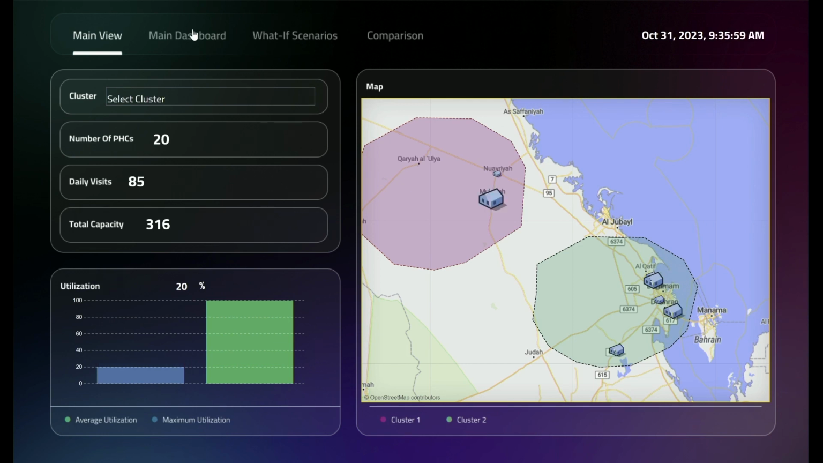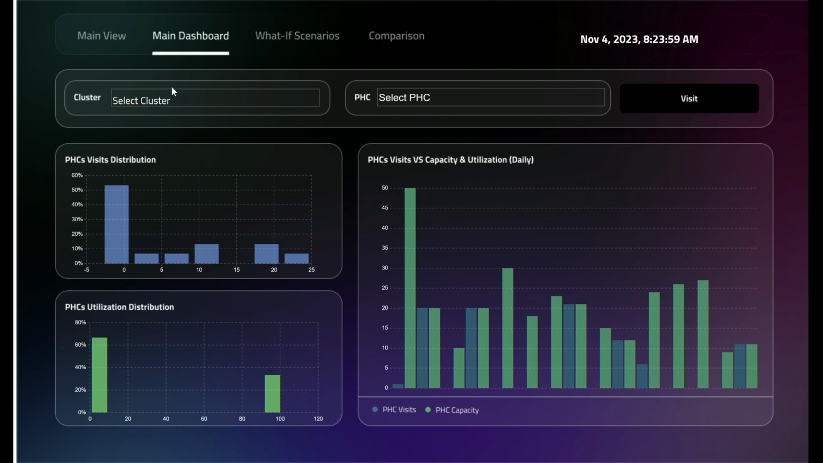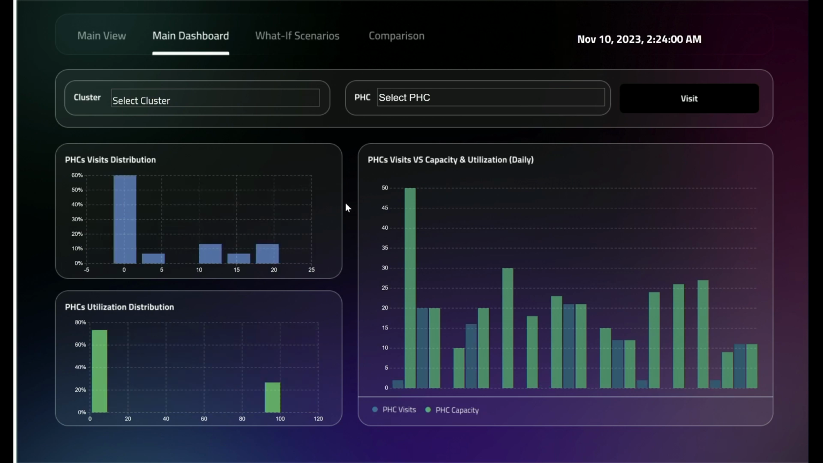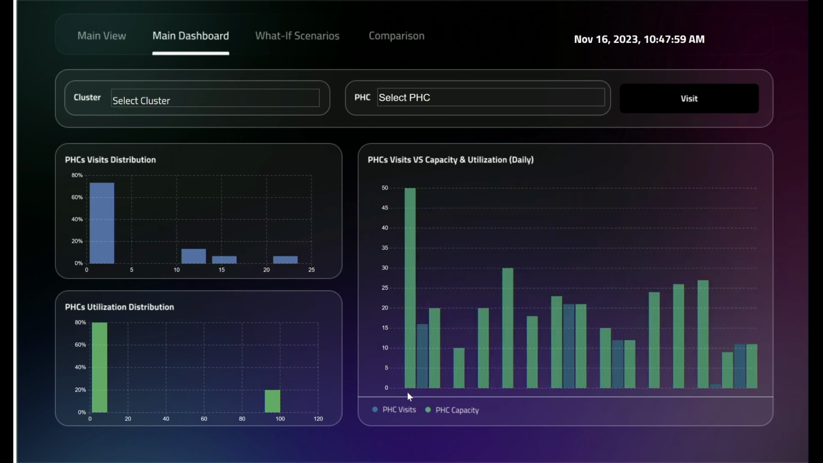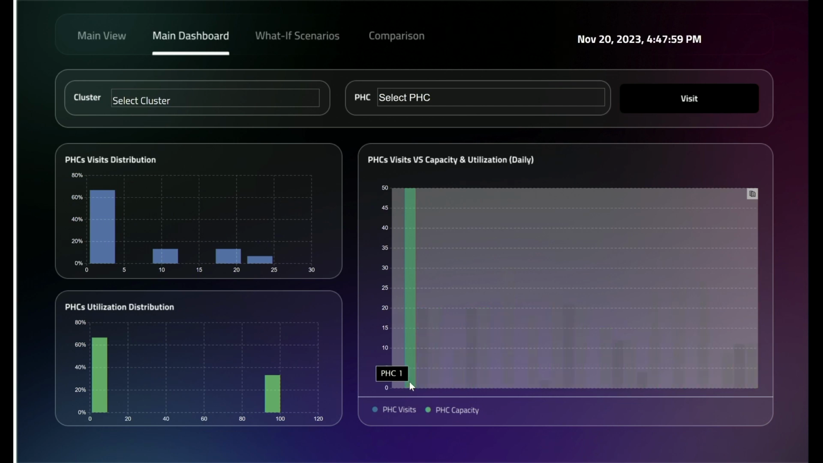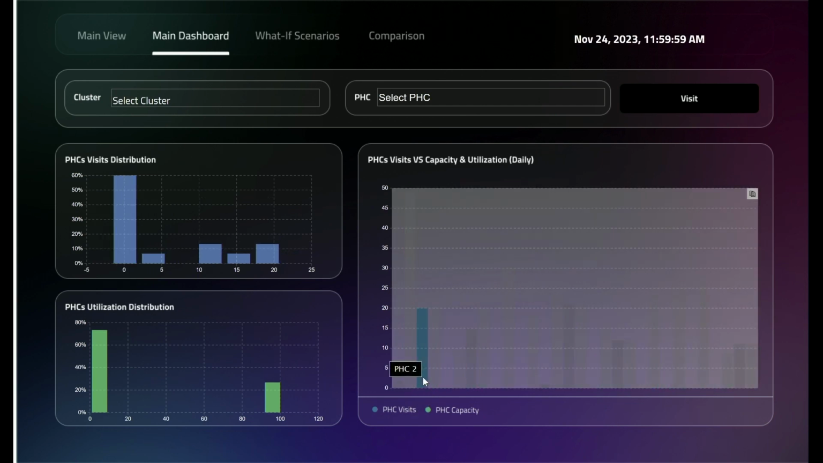In the main dashboard, we have a few filters, as well as the distribution of PHC visits and PHC utilization. In addition, we have the PHC visits versus the capacity of each PHC. So we can see whether a PHC has a gap between the demand and the supply.